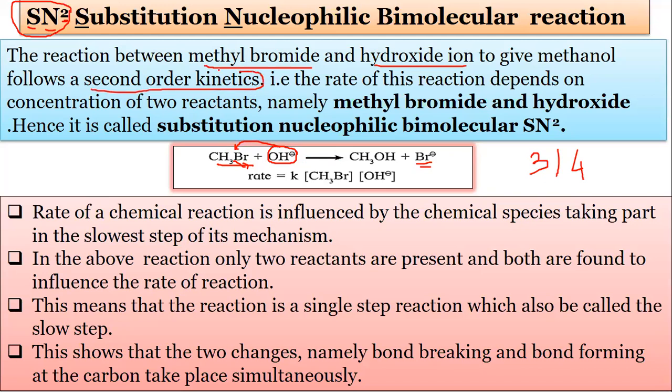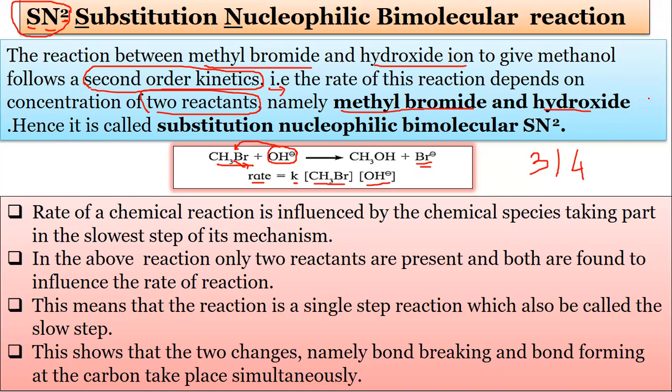Now I will explain what second order kinetics means. It is explained here. The rate of this reaction depends upon the concentration of two reactants. This square bracket indicates the molar concentration. Rate of the reaction is equal to k, the proportionality constant, times the molar concentration of CH3Br and the molar concentration of OH minus. It is written here. This rate of the reaction depends upon the concentration of methyl bromide and hydroxide ion.